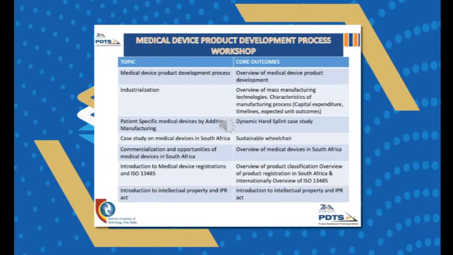This workshop will cover the following: overview of medical device product development, overview of mass manufacturing technologies and characteristics of manufacturing process, a case study on patient-specific dynamic handspring by additive manufacturing, a case study on sustainable wheelchair and rugby wheelchair, commercialization and opportunities of medical device in South Africa, an overview of product classifications and product registration in South Africa, including international overview of ISO 13485, introduction to intellectual property and IPR Act.